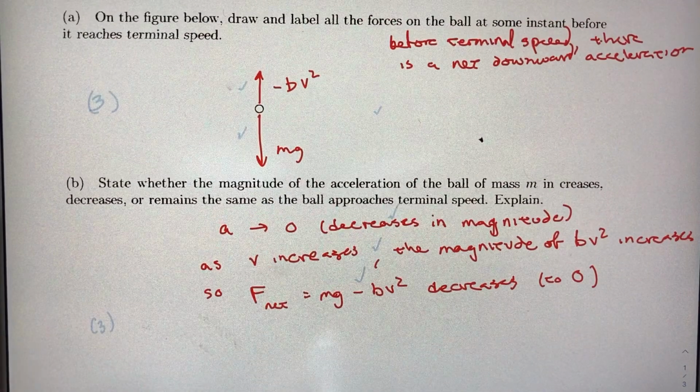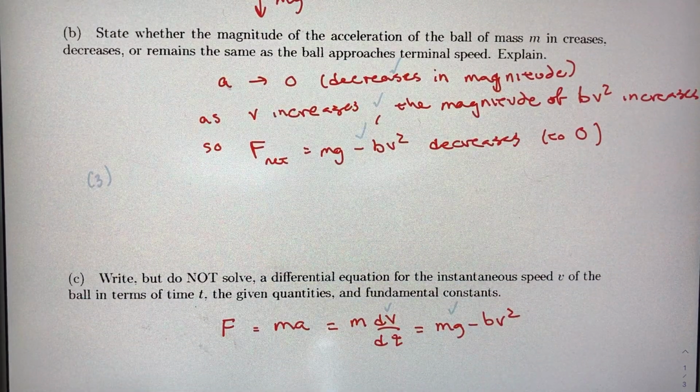Okay, point values. Let's see, first section is 3 points. 1 point for up force, 1 point for down force, and labels. -1 for any extra vectors. What on earth would you put in?